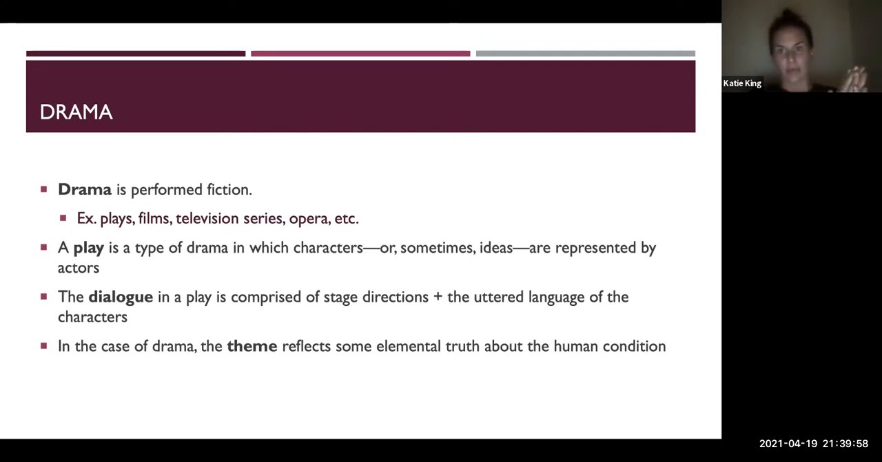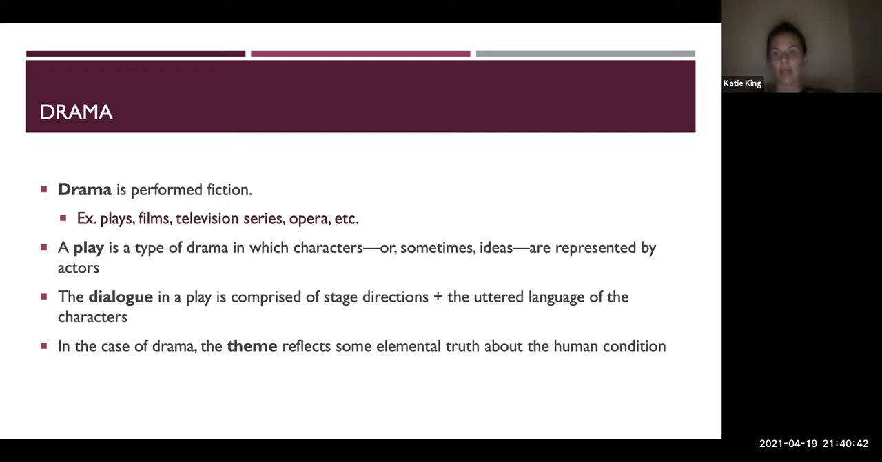And that's what we have to focus on, clearly, because we're in a literature class. And finally, in the case of drama, the theme reflects some elemental truth about the human condition. Now, I don't want people to confuse theme with moral, right? Morals are what fables do, like the moral of the story. It's usually didactic, meaning it's trying to teach you some sort of ethical lesson, right? Whereas theme is not necessarily a statement or an argument or an object lesson. It's just sort of an idea, right? A complex idea.